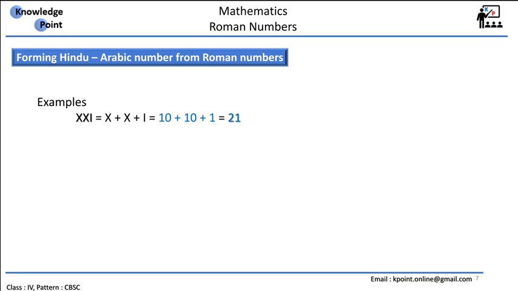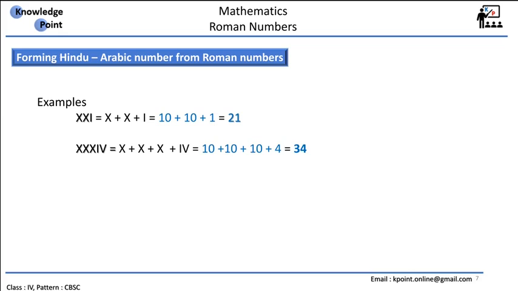Forming Hindu-Arabic numbers from Roman numbers. Here a Roman number is given and we have to write the Hindu-Arabic number for it. For example, XXI. It can be split as X plus X plus I. Now the value of X is 10, so 10 plus 10 plus 1 is equal to 21.